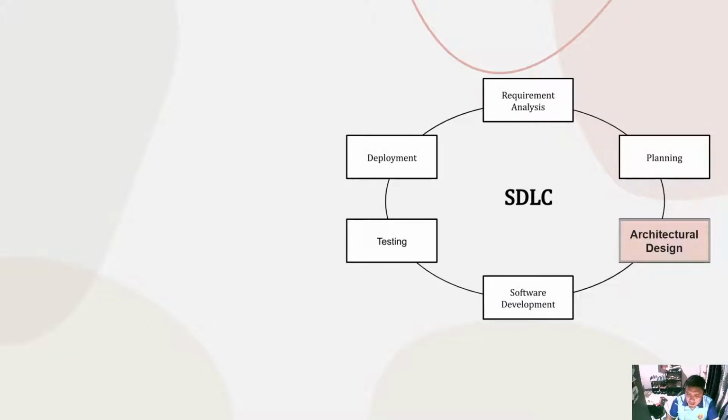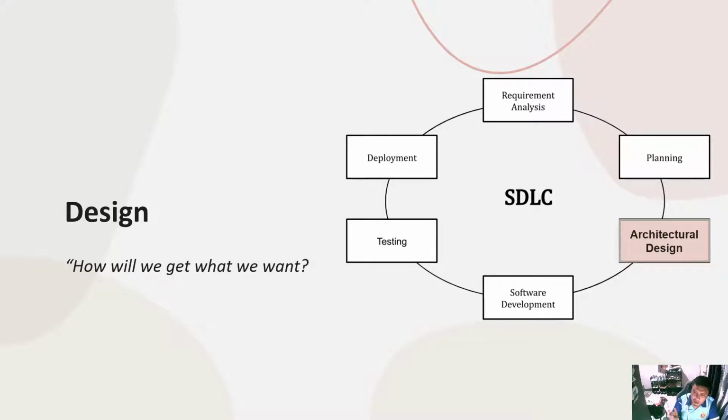Next, we have the architectural design, or simply the design. This question helps: how will we get what we want? You are going to plan and design a blueprint from what I am telling you. For example, you want to make a fully computerized, contactless record management logbook management system for that particular school, then you will plan the needed blueprint.